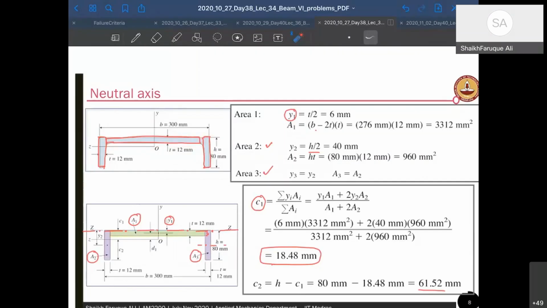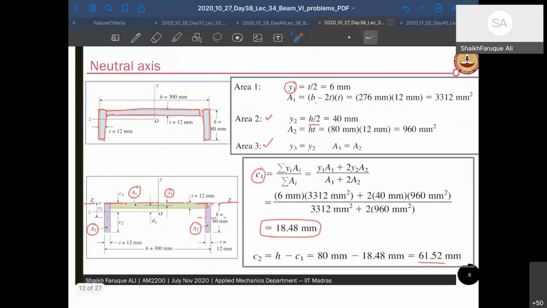So for area 1, y1 is t by 2. This thickness is t, so y1 is t by 2, which is 6 mm. And a1, you know how to calculate, is the complete depth minus 2t, each of these being t, so b minus 2t into t. That's your area. Similarly, find area 2 and area 3, and finally your neutral axis is the summation of ai yi divided by summation of ai. You will get the neutral axis, but remember you are getting it from a location. So you got the neutral axis about this z position, and it is 61 point something, so somewhere here.